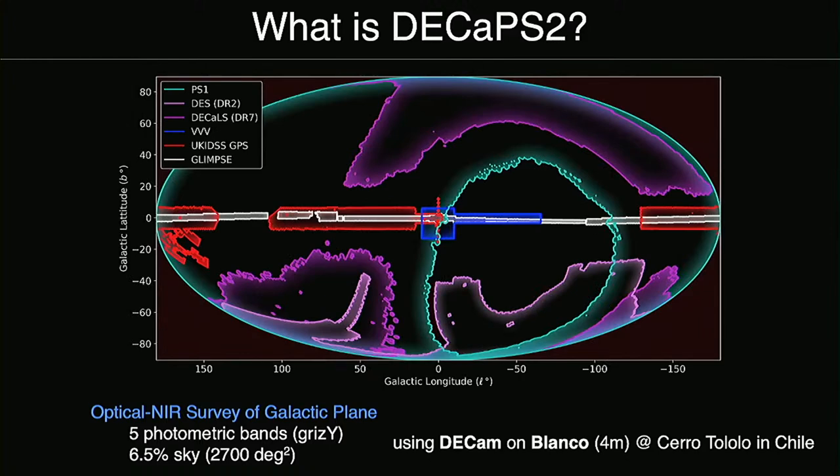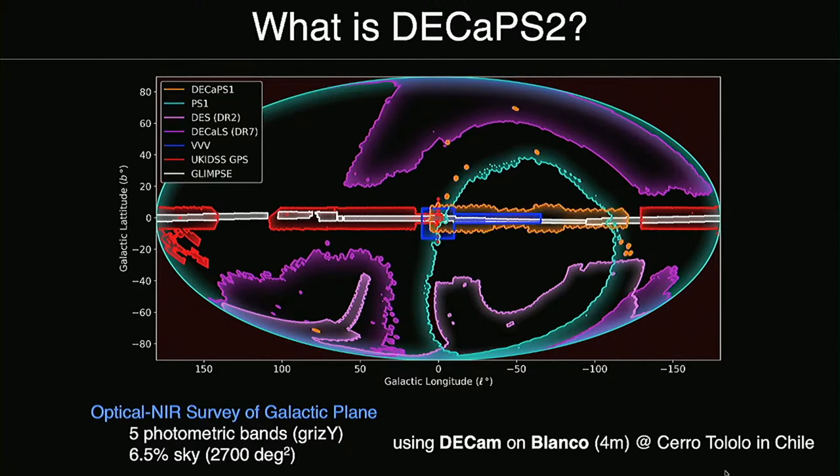And so here's the Pan-STARRS hole. And with the first release of DCAPS, we filled this coverage to plus or minus 5 degrees off the galactic plane. And now with DCAPS 2, we extend that coverage to plus or minus 10 degrees off the galactic plane.